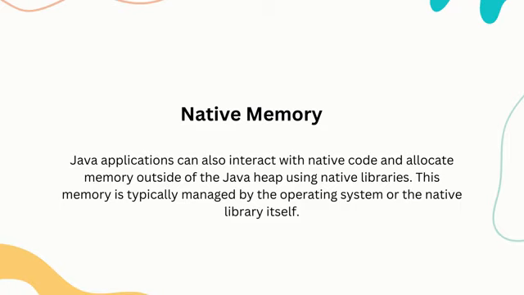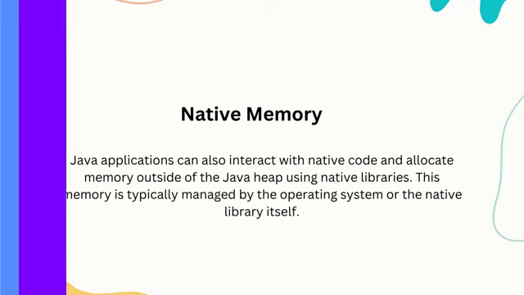Java applications can also interact with native code and allocate memory outside of the Java heap using native libraries. This memory is typically managed by the operating system or the native library itself.